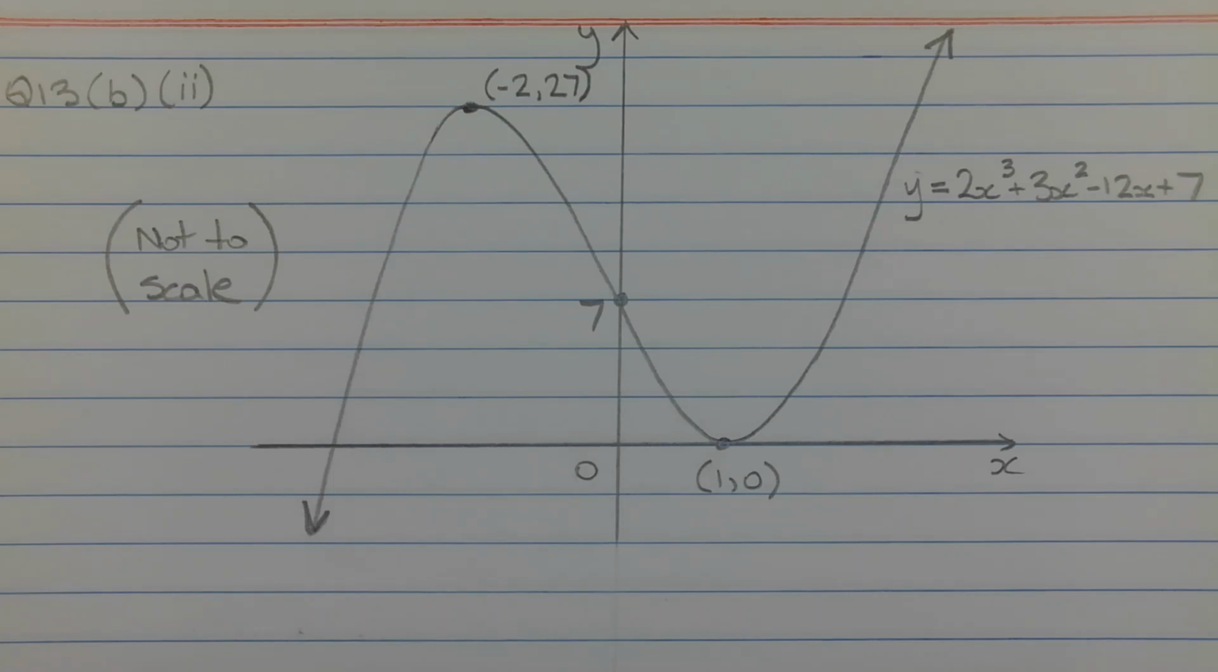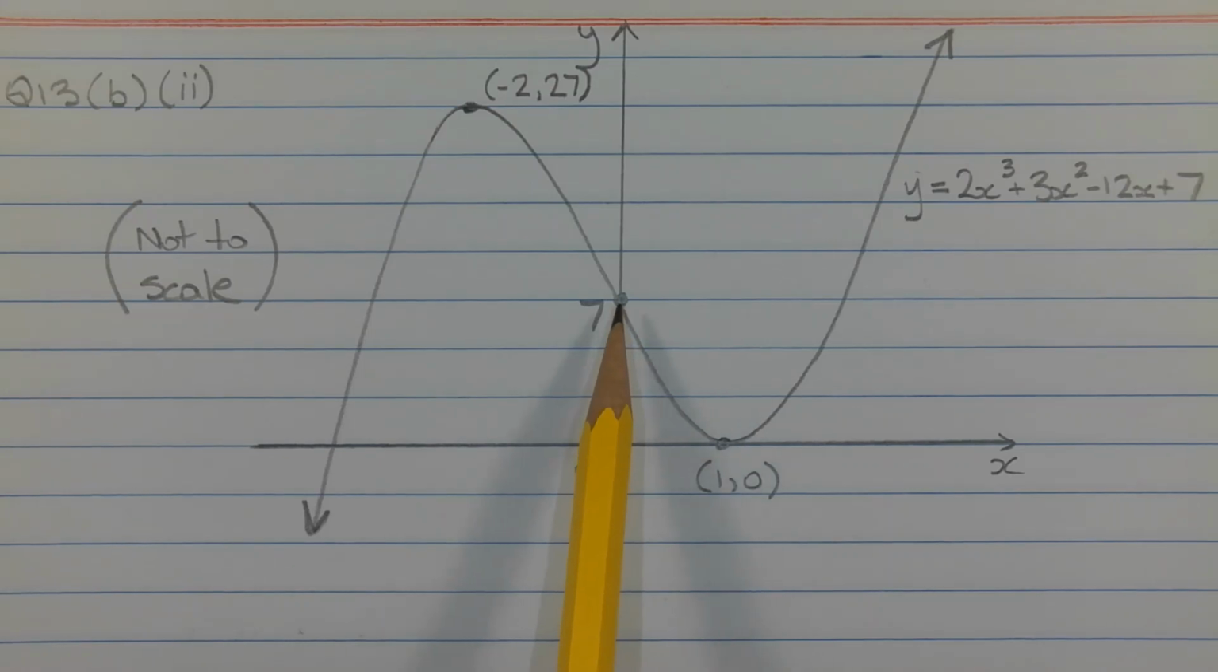Now the shape I spoke about in part 1. By noting the type of function that we're dealing with, we know that we're dealing with a cubic polynomial. The degree is 3. Also, the leading coefficient is positive. I'm going to expect a shape similar to this. And here is our local maximum at negative 2, 27, and our local minimum at 1, 0.